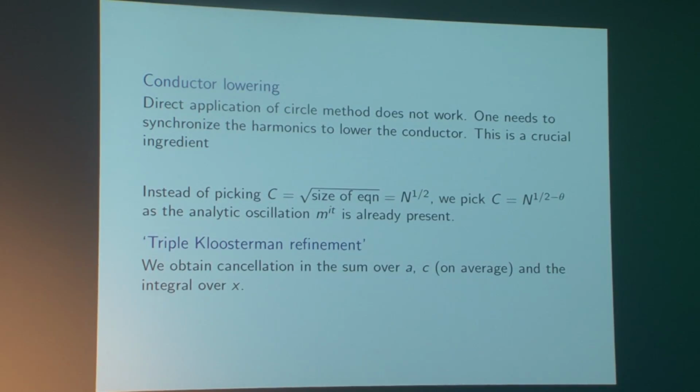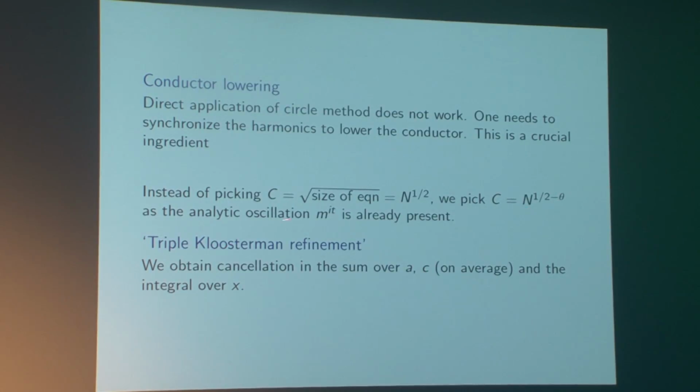Okay, but there is one crucial point over here: when you plug in the circle method, you need to synchronize the new harmonics that you are introducing with the existing harmonics, so that the conductor becomes smaller. Okay, so this you do by not picking c to be square root of n, but by picking c to be slightly smaller than square root of n.